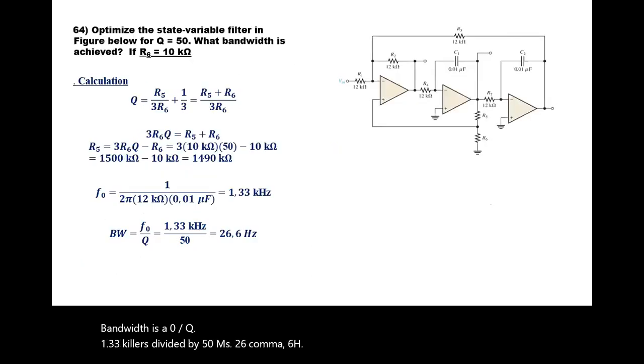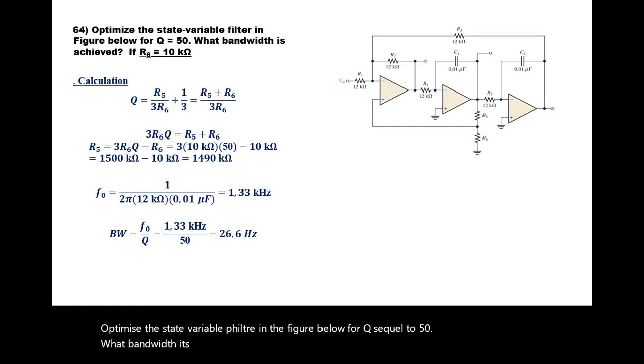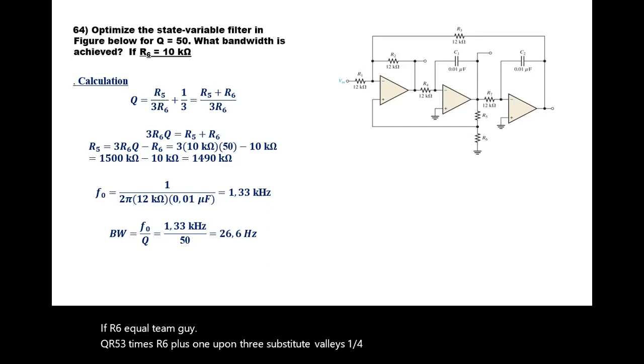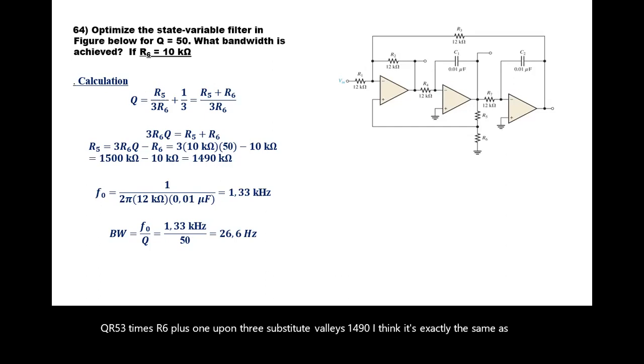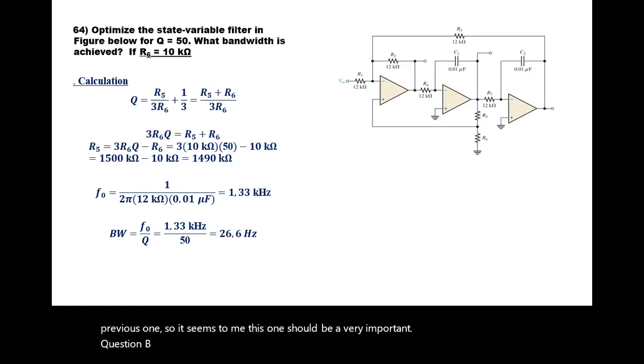Optimize the state variable filter in the figure below for Q equal to 50. What bandwidth is achieved if R6 is equal to 10K? Again, Q is R5 divided by 3 times R6 plus 1 upon 3. Substitute those values, 1490. I think it's exactly the same as the previous one. So it seems to me this one should be a very important question because more than one student asked me that one.